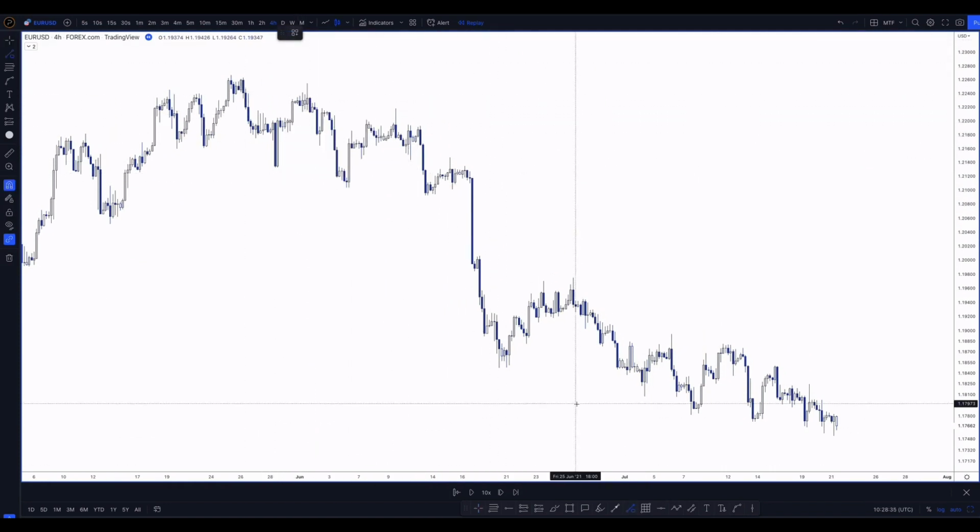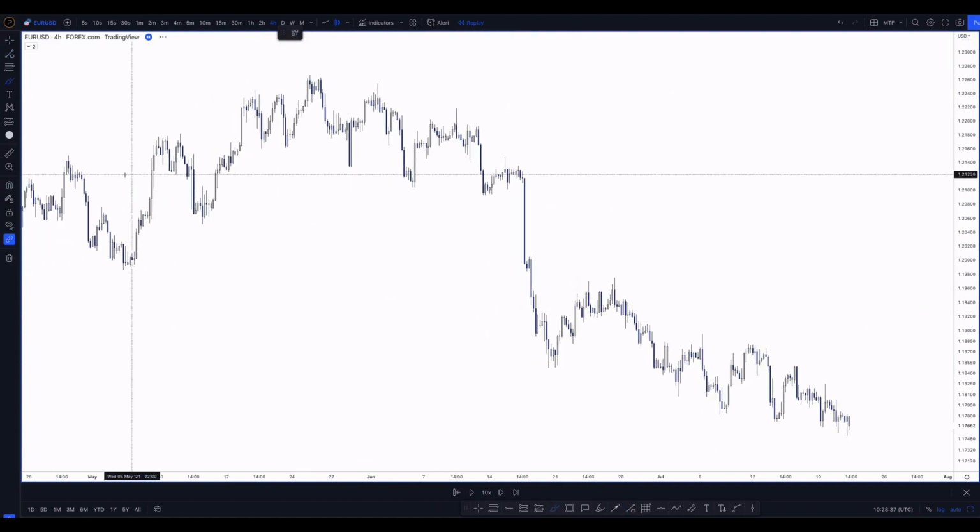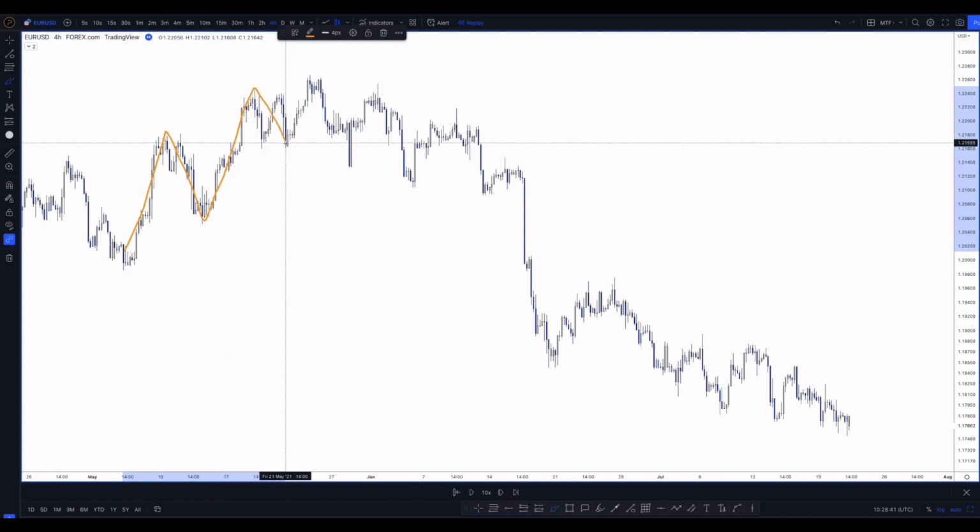Let's paint the picture back a little bit. We had this impulse up, then a swing pullback, then we made that swing higher high, swing pullback, swing higher high, and then we broke that low to form a swing lower low. So the swing trend switched bearish at this point.